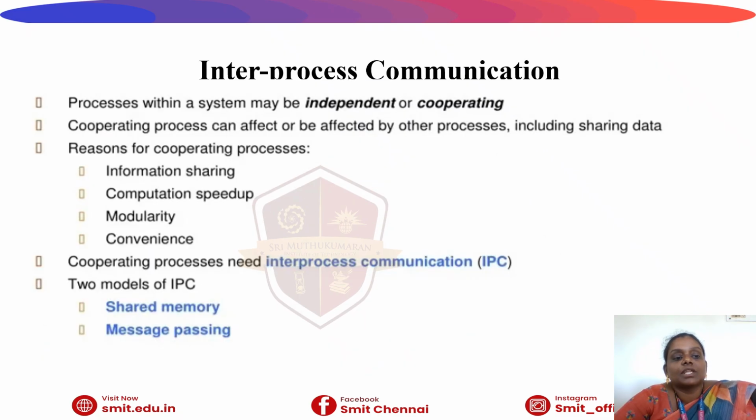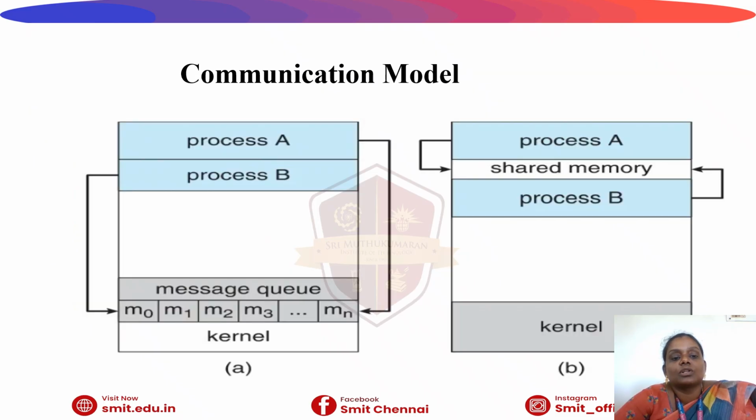And in inter-process communication, processes communicate with each other. Processes within a system may be independent or cooperating. A cooperating process can affect or be affected by the other processes, including sharing data. For example, a browser sends a file to the printer, a music application sends sound to the speaker. That is a real-time example for inter-process communication. There are two communication models here, shared memory and message passing. For example, a shared notebook is an example for shared memory, and a WhatsApp message is message passing.